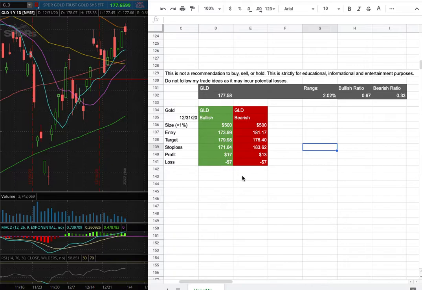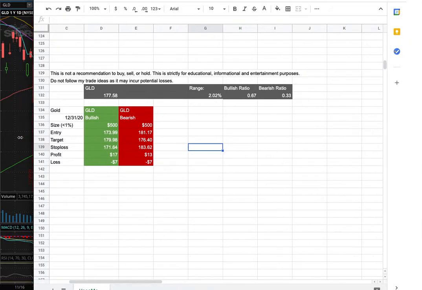$171.64. However, if I were to open a short position, my entry is at $181.17. My sell target for it is $176.40, and my stop loss is at $183.62. So whichever entry price were to hit first, that'll be my position of the week.